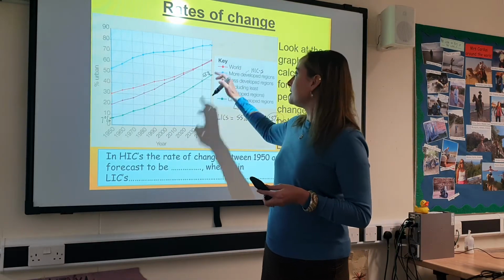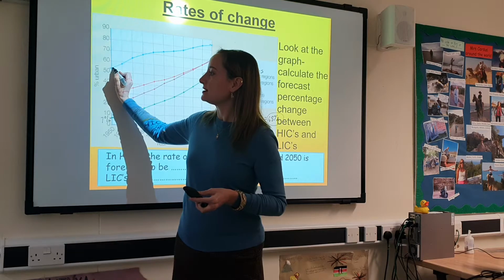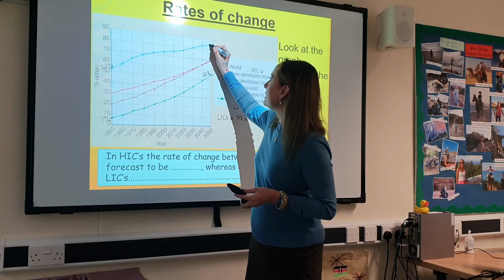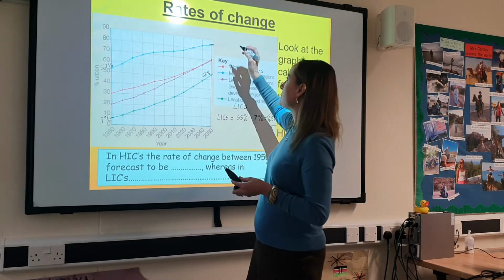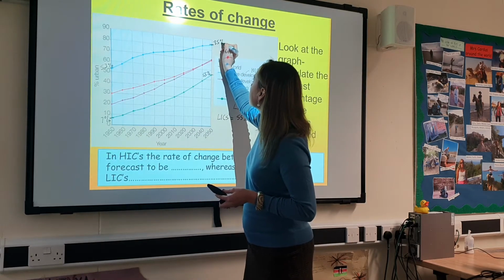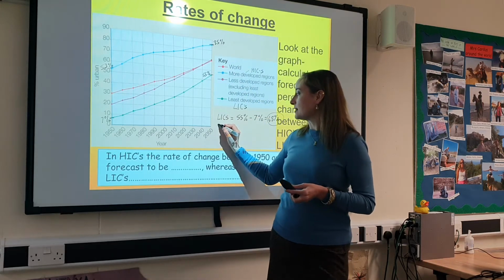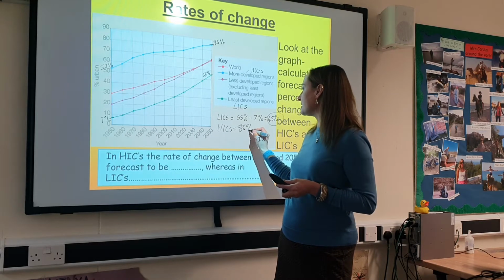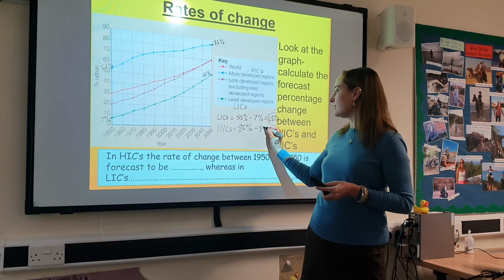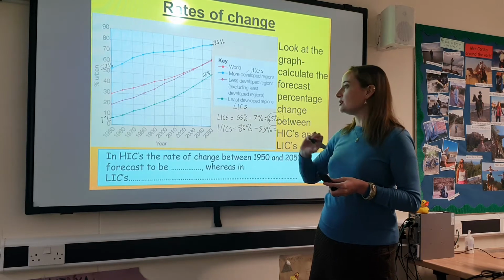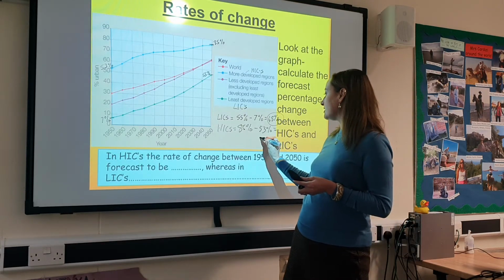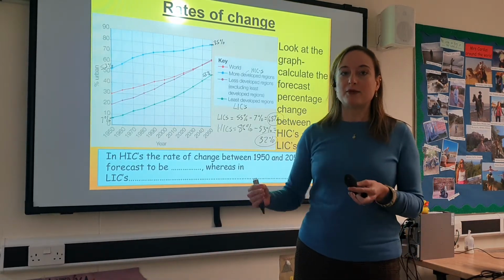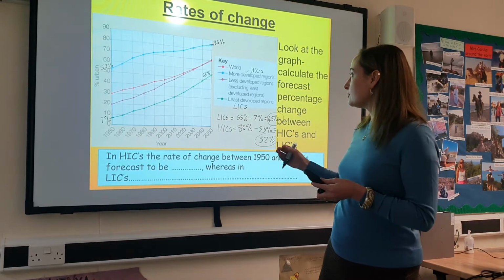Let's have a little look at the HICs then, so we've got a comparison. So we'll have a look at the blue line here. So if we say this is about 53% here, and then over here in 2050, this is going to be about 85%, or exactly 85%. So we can do the same thing again. We can write HICs equals 85%, take away 53%, and that should equal a 32% change.